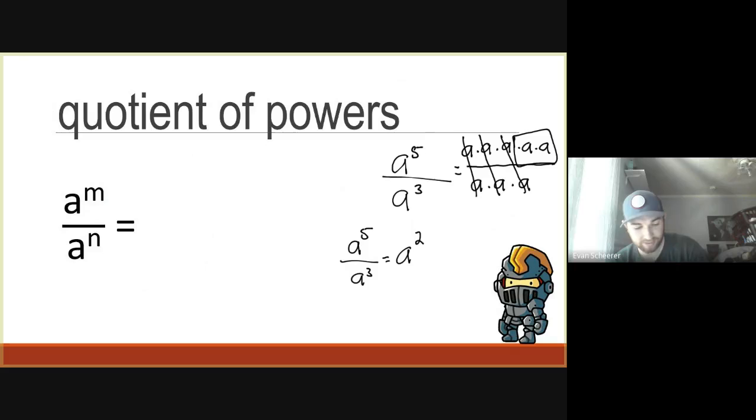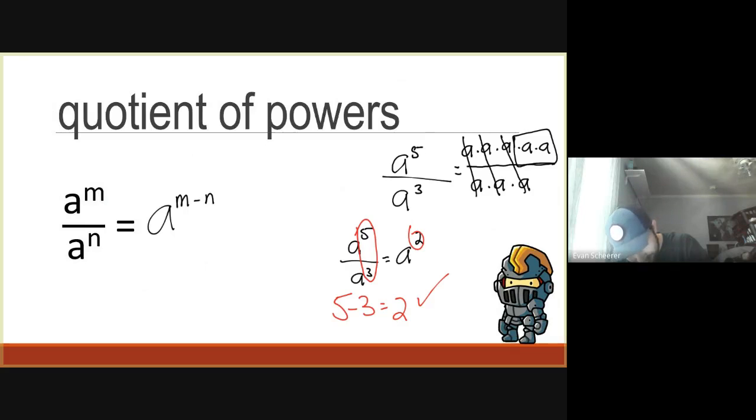So how did I get from 5 and 3 to 2? Here's the key, guys. 5 minus 3 equals 2. That will always be the case. Therefore, the rule is a to the m divided by a to the n is a to the m minus n. Write that down, screenshot this. Make sure you understand this, guys. Whenever you're dividing, you subtract the exponents.